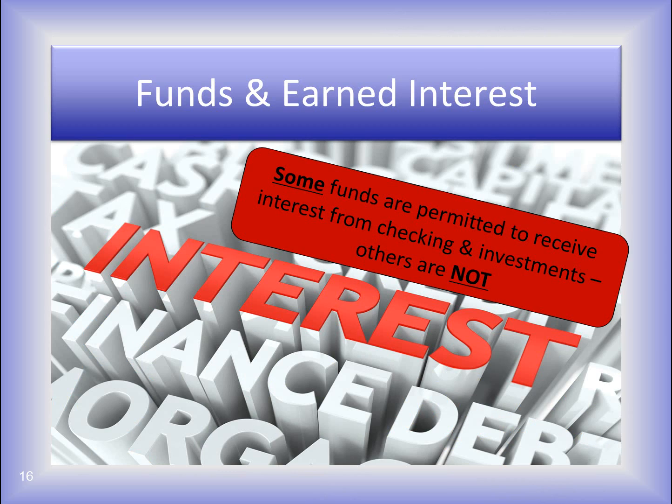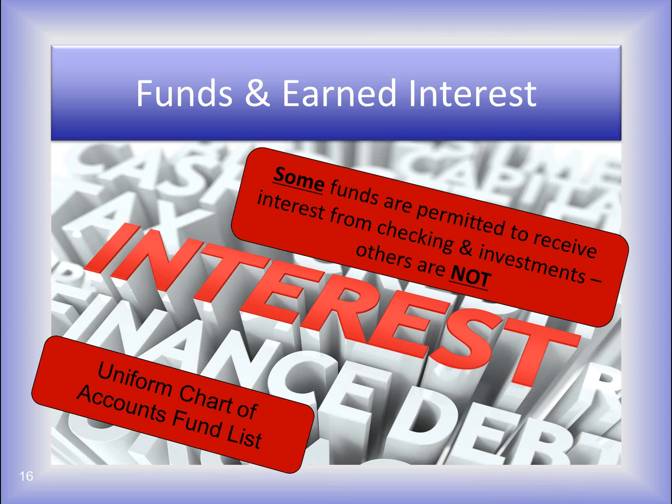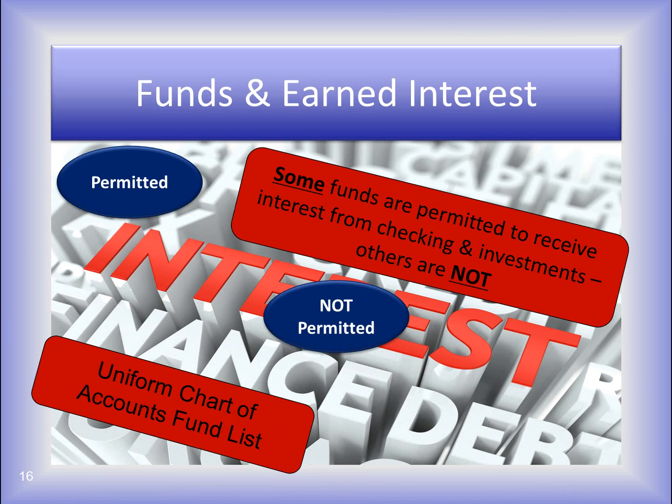Some funds are permitted to receive interest, others are not. The Uniform Chart of Accounts fund list clearly indicates which funds are permitted to keep their interest, which funds are not permitted to keep their interest, and which funds may keep their interest under certain conditions. There is more information in the book. Read this section carefully to make sure you understand the law and your funds. If a fund is not permitted to retain its earned interest, the general fund receives the distribution. There are no exceptions. We'll cover more on this subject in Chapter 4.